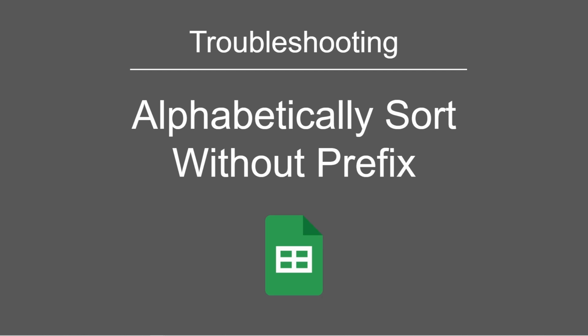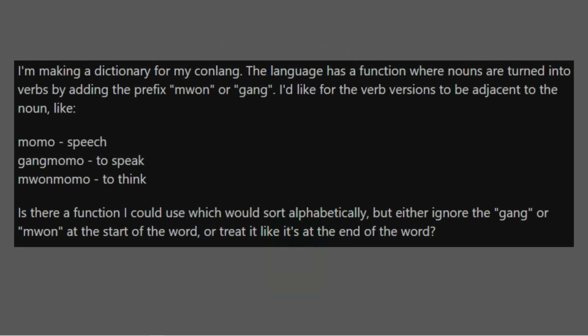Fun different one here. User wanted to sort a list alphabetically, but not consider a specific prefix. They're making a conlang, a constructed language, where each language has a function where nouns are turned into verbs by adding the prefix mwon or gong. I don't know how to pronounce it. I'm making this up. I'd like for the verb versions to be adjacent to the noun, so momo, gong momo, and mwon momo would all be together even as they sorted.